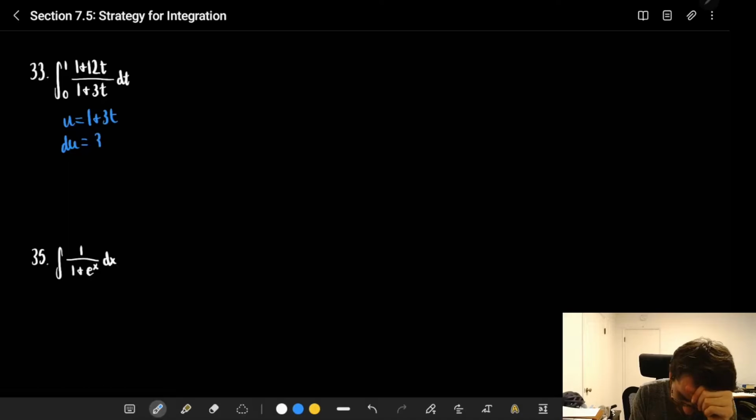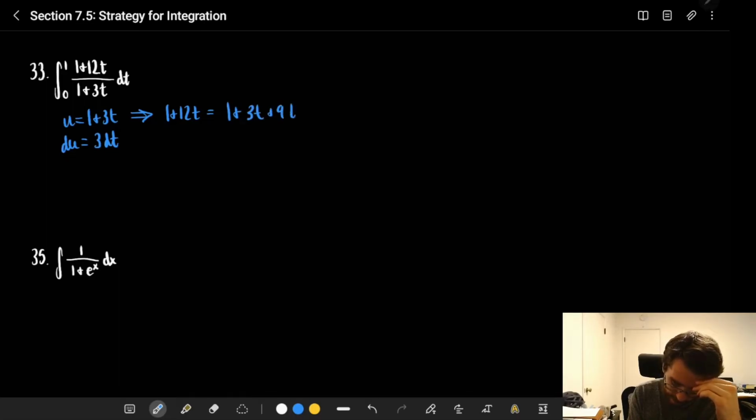So pick the denominator. But then what do I write for 1 plus 12t? I mean, I guess I could say 1 plus 12t is like 1 plus 3t plus 9t. This piece is u. Oh, but that's really ugly. I mean, I guess I could do that. I guess I could say that's 3u minus 3. I don't really want to do that. Is there a nicer way?